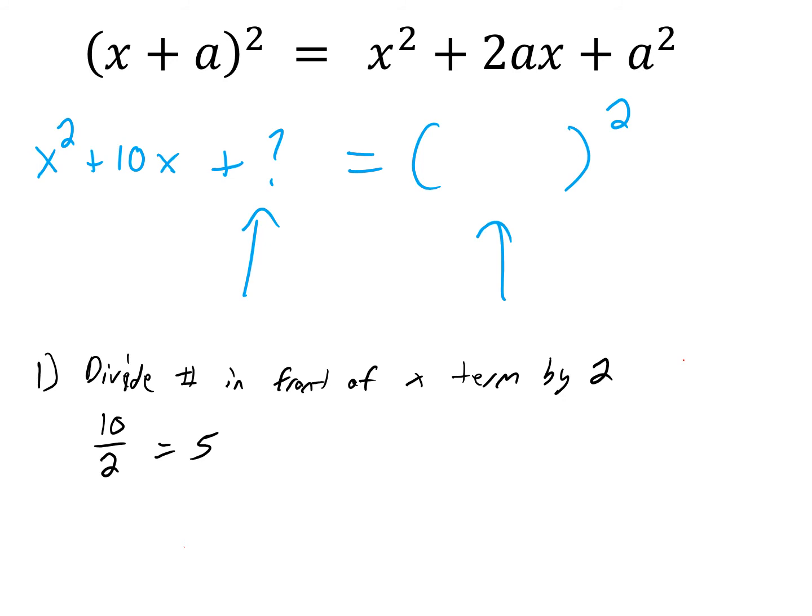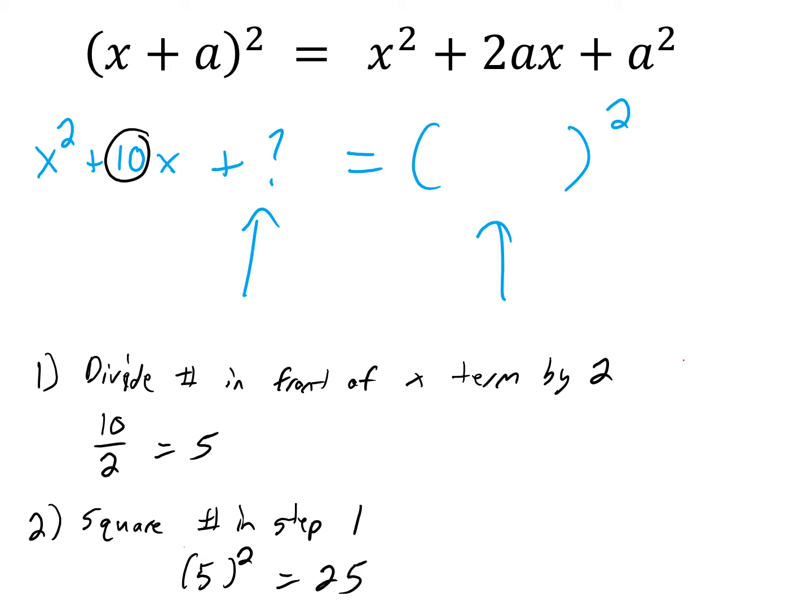So divide by 2 and then square the number in step 1. Okay, so you divide the number in front of the x by 2, you get 5, then you square it. When you square 5, you get 25. That's the number that goes here. If they give you x squared plus 10x, you're saying, well, if I would have added the number 25, now it's going to become something squared.